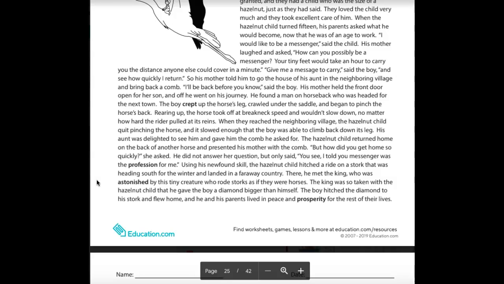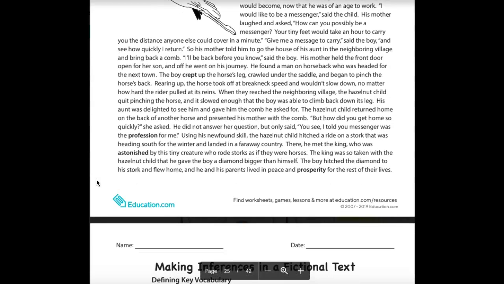He did not answer her question, but only said, "You see, I told you messenger was the profession for me." Using his newfound skill, the hazelnut child hitched a ride on a stork that was heading south for the winter and landed in a faraway country.